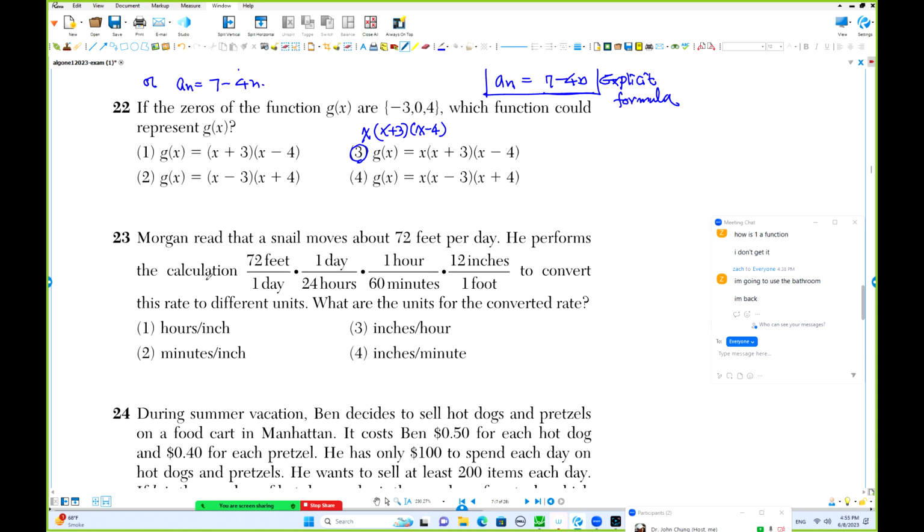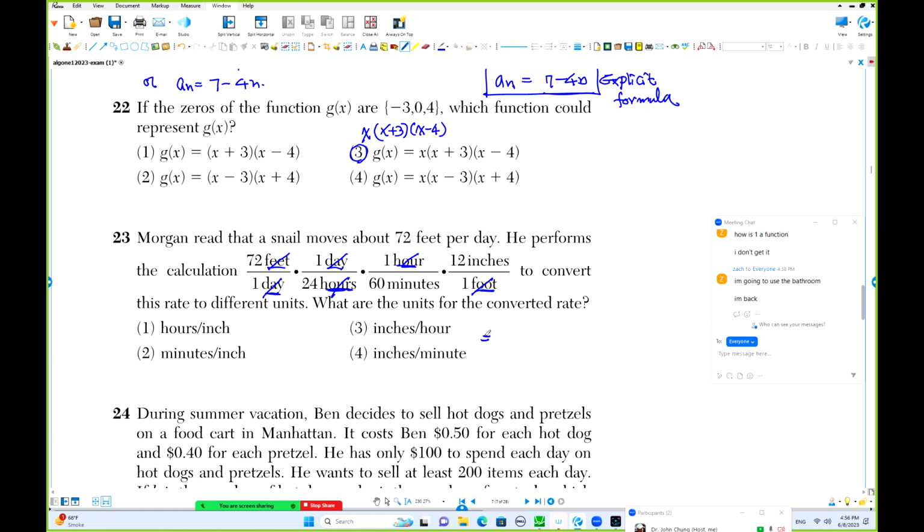All right, number 23. Morgan read that a snail moves about 72 feet per day. He performs the calculation. That is what we called the unit conversion method. Can you see that over here? But you have to be careful. If day is on one side, put it on the opposite side. Hour goes on the opposite side, 12 inches and 1 foot on the opposite sides. They're going to cancel out. Day cancels out, hours cancel out.